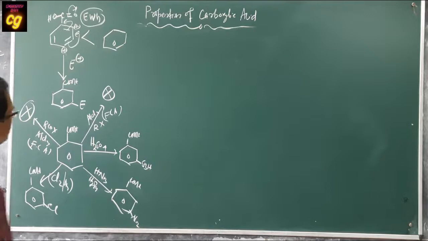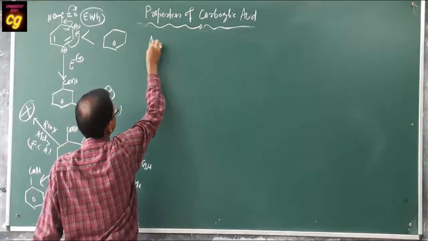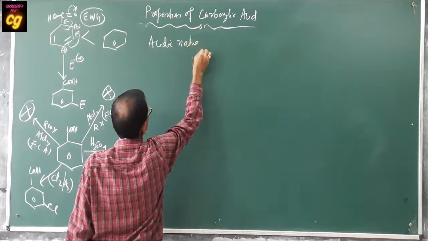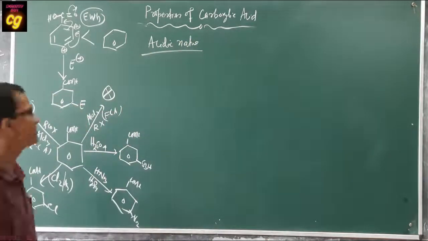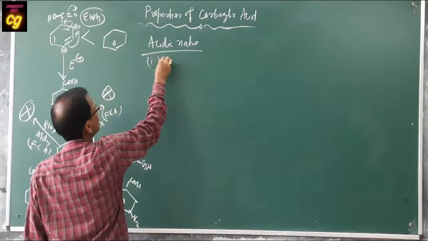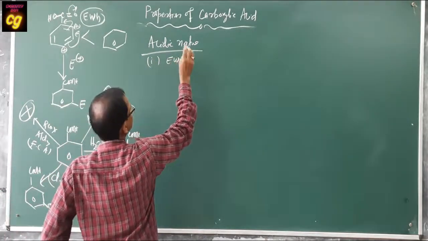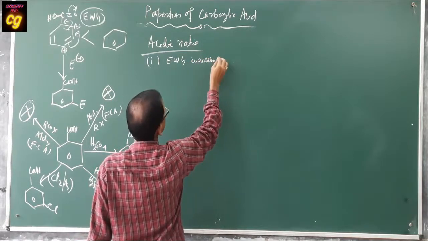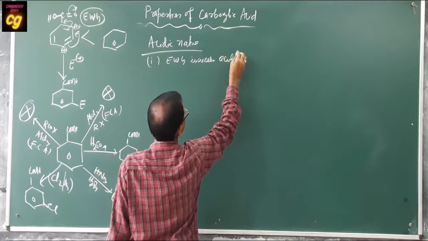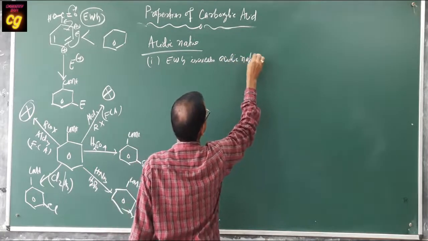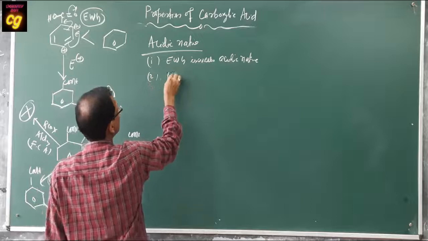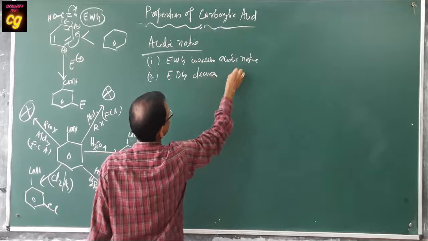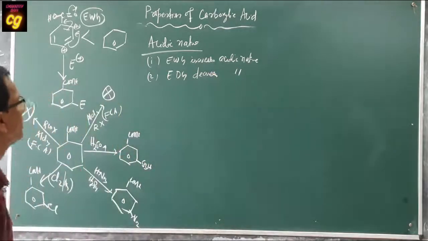Then we will discuss now the acidic nature. We know acidic nature mainly depends upon that: electron withdrawing group increases acidic nature and electron donating group decreases acidic nature. These are two concepts already we have read.